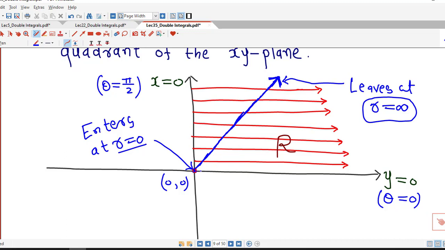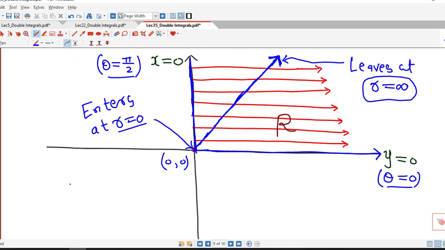And for limits of theta, this is the smallest possible value of theta. It is theta equal to 0 and we have to go up to this point. So here theta is pi by 2. So limits of integration for variable theta are from 0 to pi by 2 and r is from 0 to infinity.